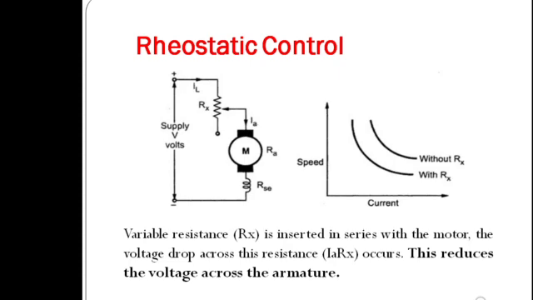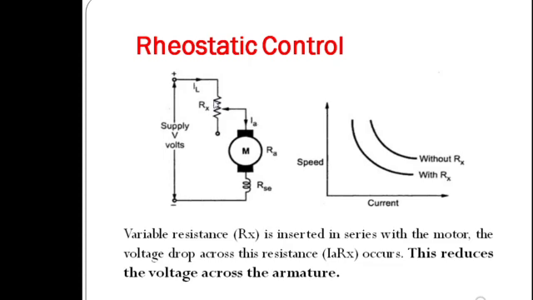That means it may be connected with the armature winding, or it may be connected with the series motor winding. Whatever it is, if it is connected with the motor, the voltage drop across this resistance, that is IA RX, that is the voltage drop across the RX, you will say it as IA and the resistance value of the RX.